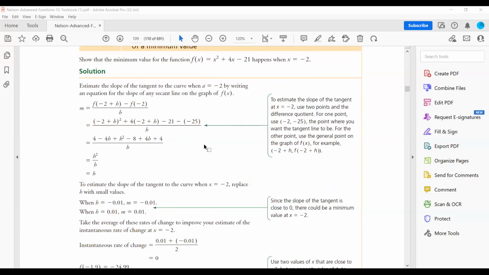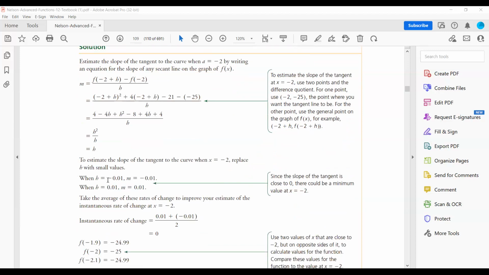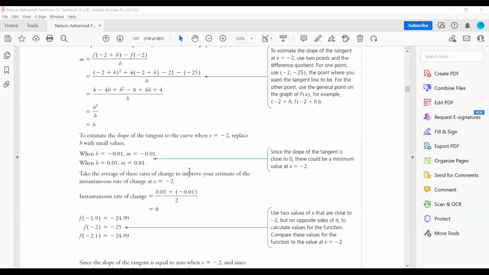To estimate the slope of a tangent to the curve when x equals negative 2, replace h with small values. When h equals negative 0.01, slope equals negative 0.01. When h equals 0.01, slope equals 0.01. Since the slope of the tangent is close to 0, there could be a minimum value at this point. Take the average of these rates of change to improve your estimate of the instantaneous rate of change at x equals negative 2. And you can see that it in fact equals 0.